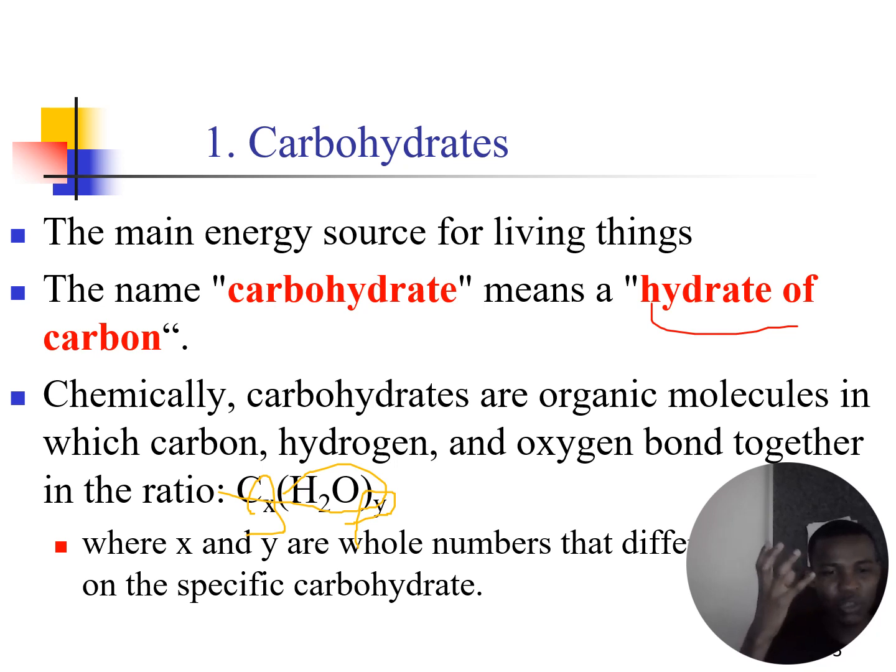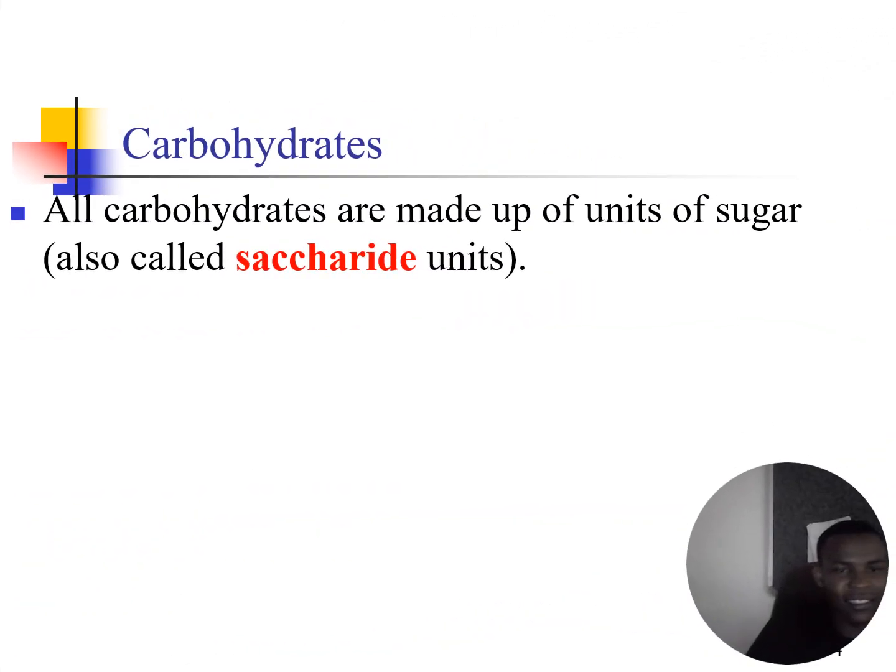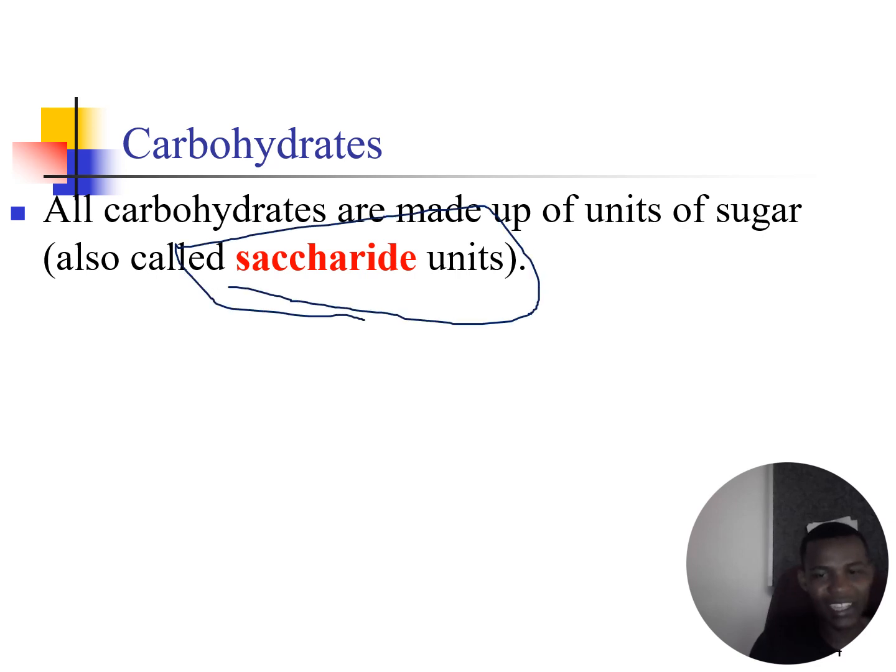What makes up the carbohydrates? This is the question we can ask: what makes up these organic molecules which we call the hydrates? The carbohydrates are made up of units of sugar. These units of sugar are called saccharides. So if you don't want to say sugar, you can say saccharide unit, or sugar unit.